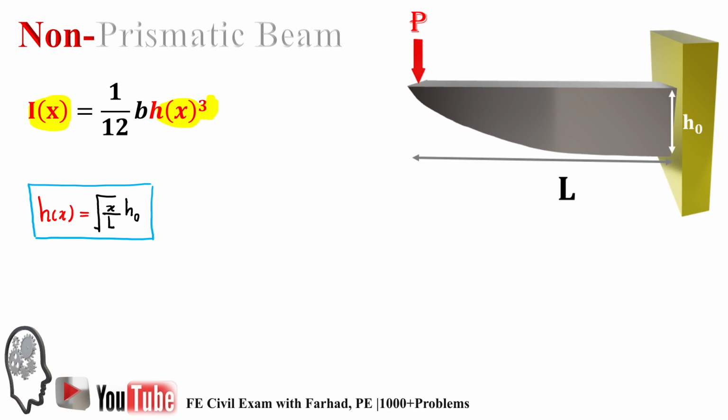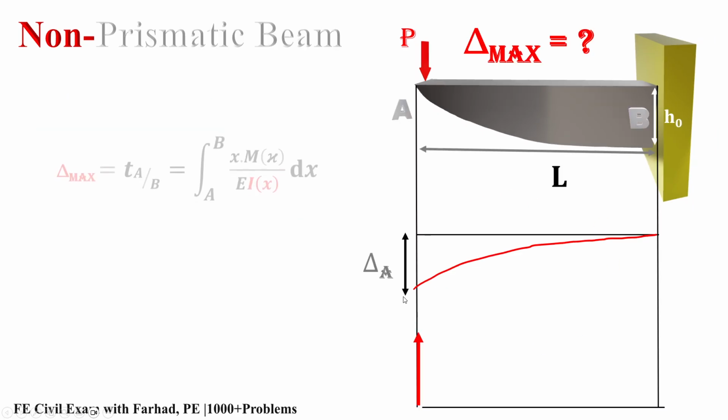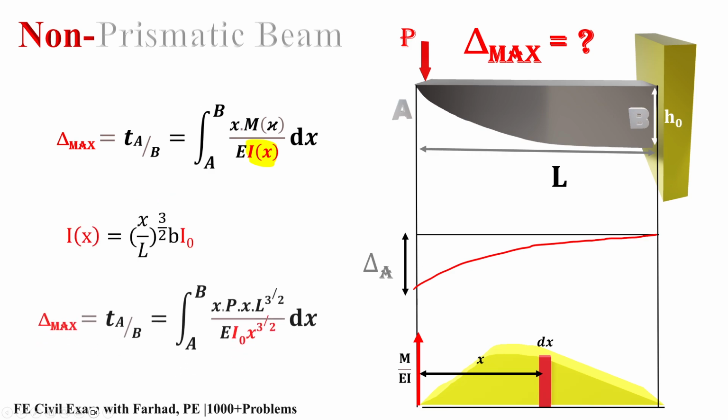So h of x is equal to the square root of x over L times h naught, and Ix is this equation. I naught is 1/12 b h naught cubed, and if we just divide these two equations, we can get Ix, which comes from this equation. And as soon as we have Ix, we can replace that in our delta maximum, or second moment area theorem, to get the delta maximum.